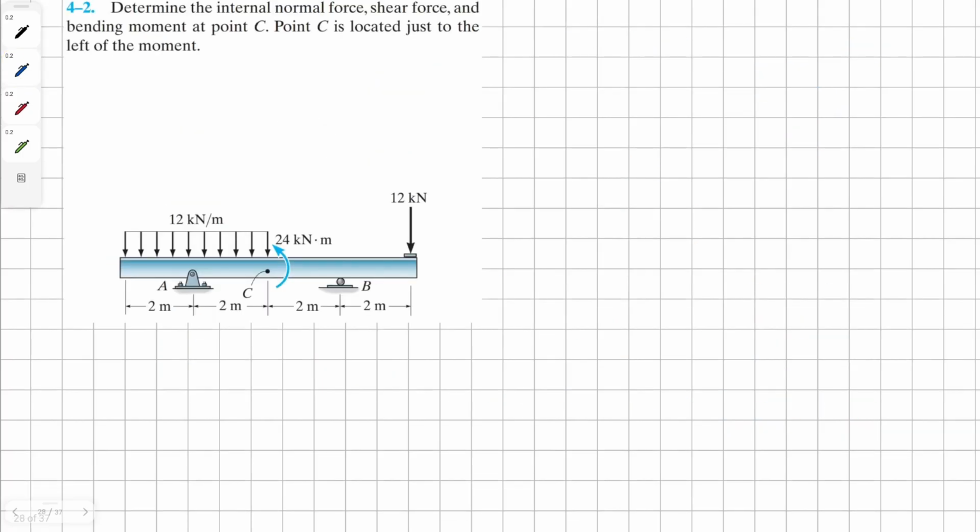Problem 2. Determine the internal force, shear force, and bending moment at point C. Point C is located just to the left of the moment. To solve this problem, because it's at just one point, we basically would need our external reaction forces at A, because we're going to solve it from the left hand side.